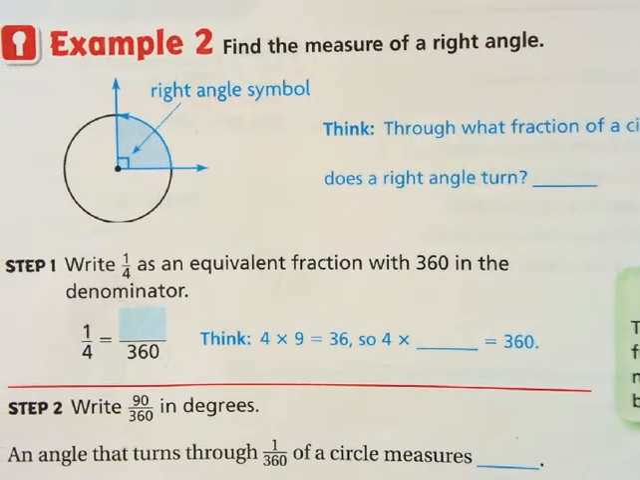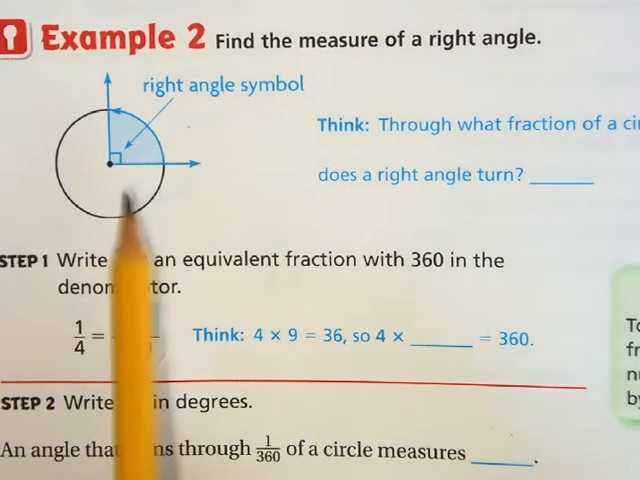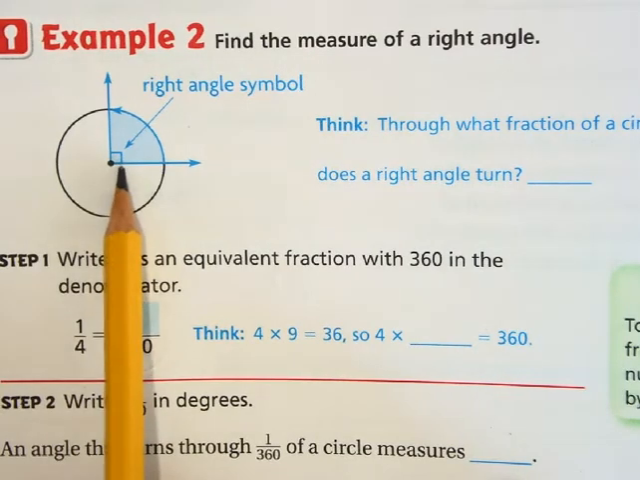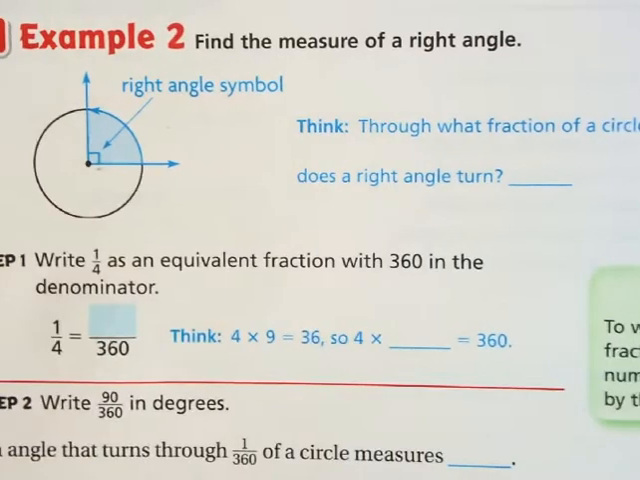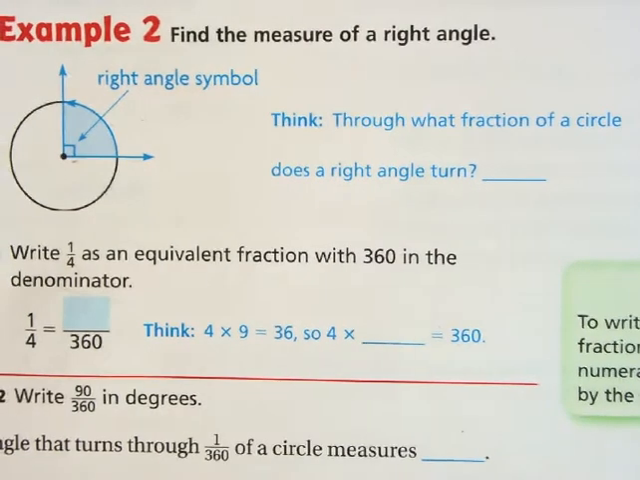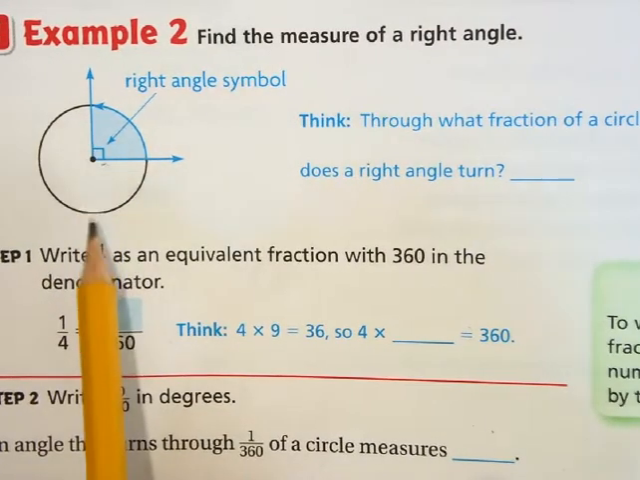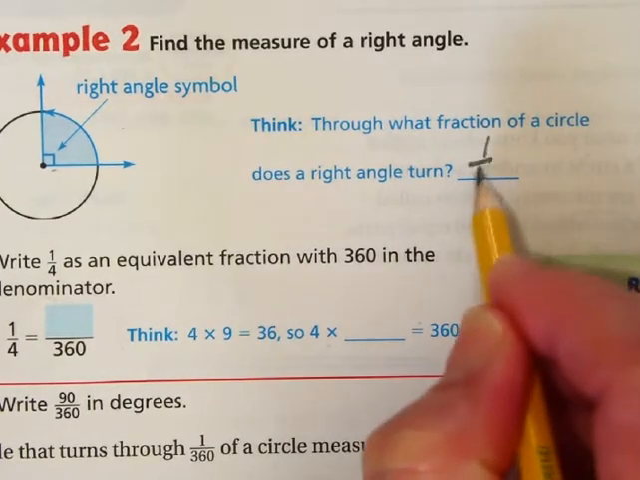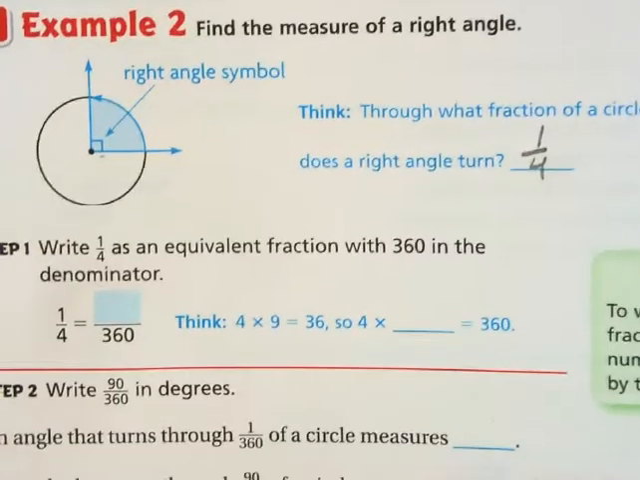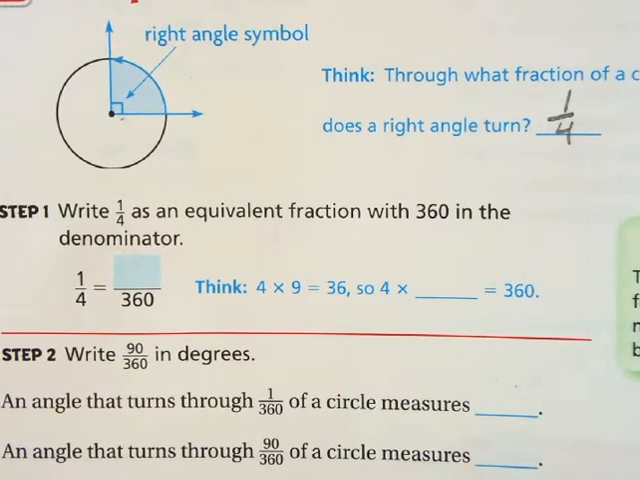With example 2, it says find the measure of a right angle. So here's the right angle. We can see it's labeled as a right angle. And it says to think through what fraction of a circle does a right angle turn? Well, I can see it's 1 out of 4 pieces, right? So 1/4. Do we all agree? I hope so.